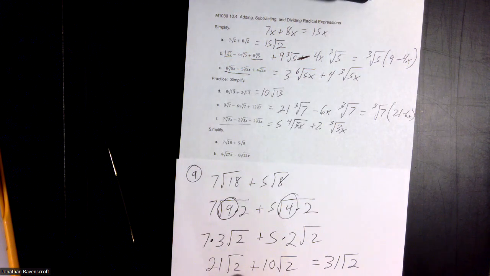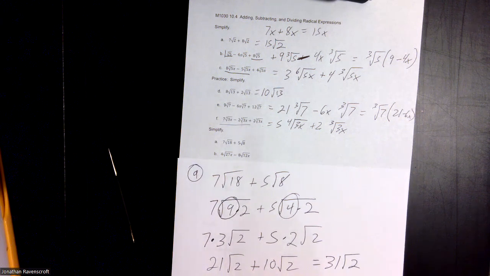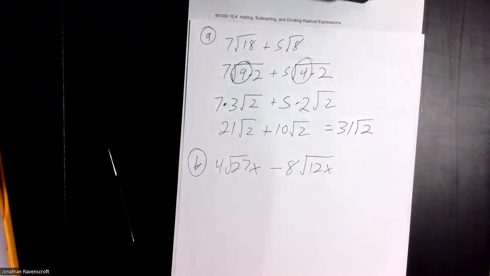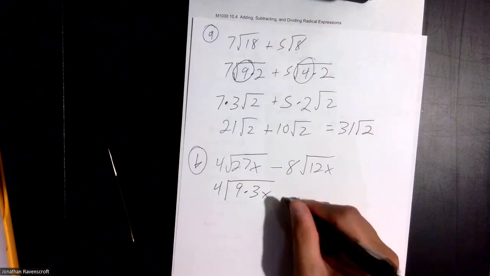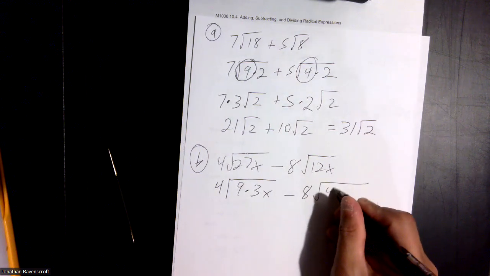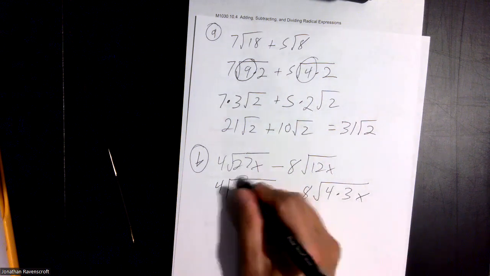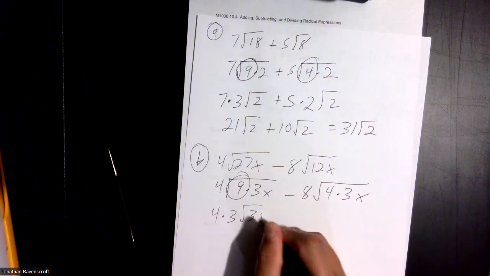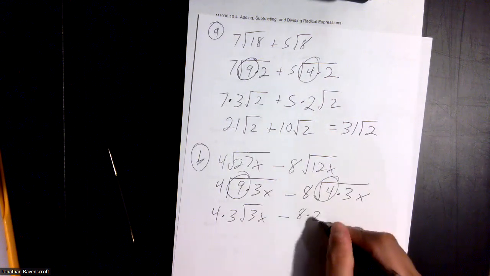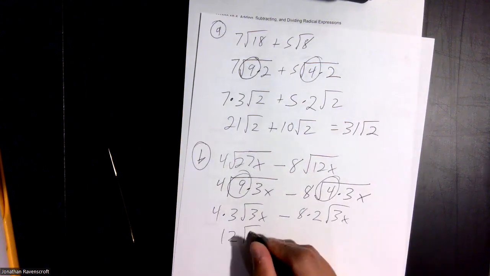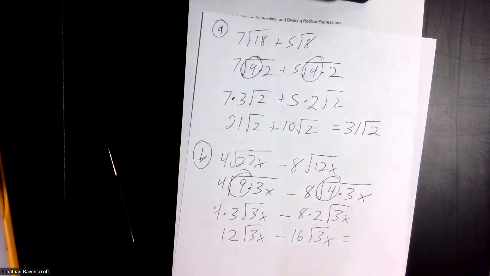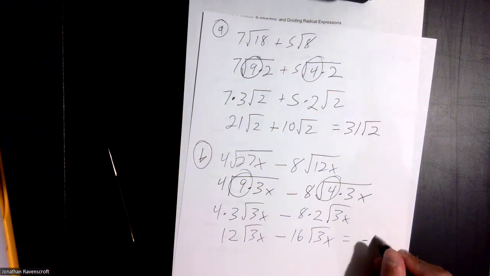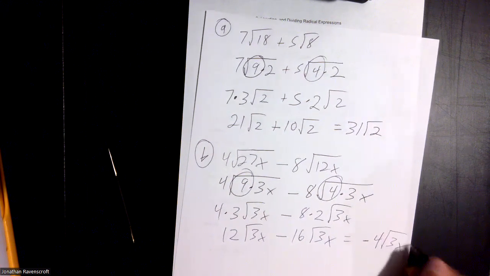Part B is similar, but we have variables. 4 square root of 27x minus 8 square root of 12x. Right now, not the same thing. Let's see if we can make them the same. 27 is 9 times 3, don't forget the x, minus 8 square root of, let's do 4 times 3x. Square root of 9 is 3. Square root of 4 is 2. So that's 12 square root of 3x minus 16 square root of 3x, and now they are the same. That's negative 4 square root of 3x.